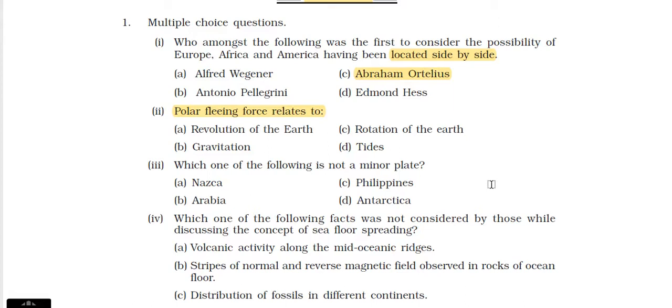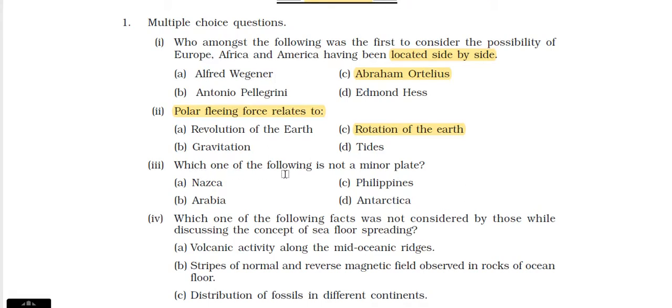This is on which Alfred Wegener gave that the Pangaea is divided into 7 continents with the help of 2 forces. One is polar fleeing force and the other is tidal force. So polar fleeing force is also known as the rotation of the Earth. So the force, or you can say the second force, is the rotation of the Earth, due to which the current situation of continents formed. So C again is the answer, that is the rotation of the Earth.